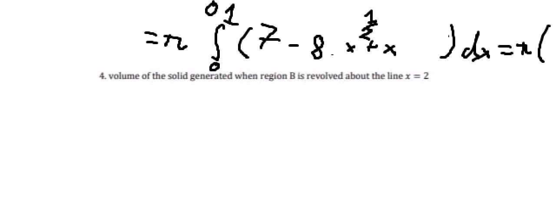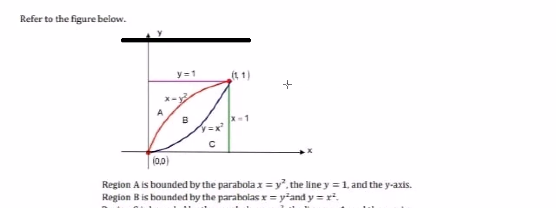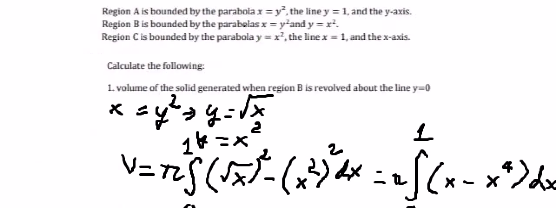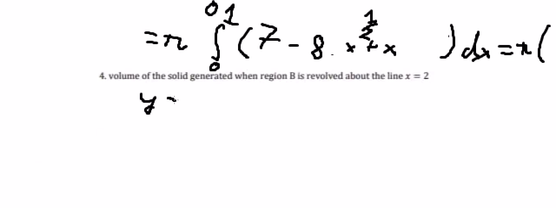The next one, number 4, volume of solid region B of line S equal to number 2. So S equal to number 2, they go in here. So number 2 is about S equal to number 1, and region B, that should be about this one. So we use number 2 minus this curve and number 2 minus this curve. So we have y equal to s squared. So we can change about s equal to the square root of y.